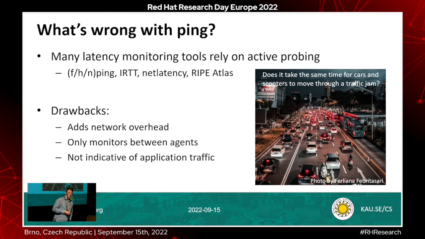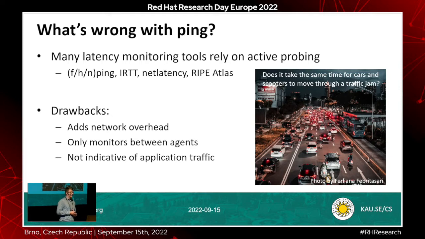So there are many other tools that can also monitor network latency that are based on this concept of active monitoring. There's a bunch of different ping versions, fping, hping, nping, and so on. There's IRTT, netlatency, RIPE Atlas, mesh ping, and many others. And while these, of course, work slightly differently, they use different protocols and so on, they still use this fundamental principle of injecting traffic and monitoring these probes that they inject.